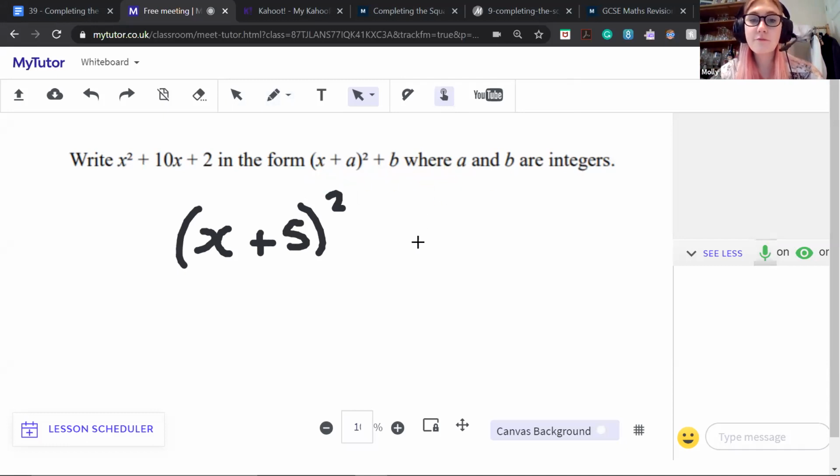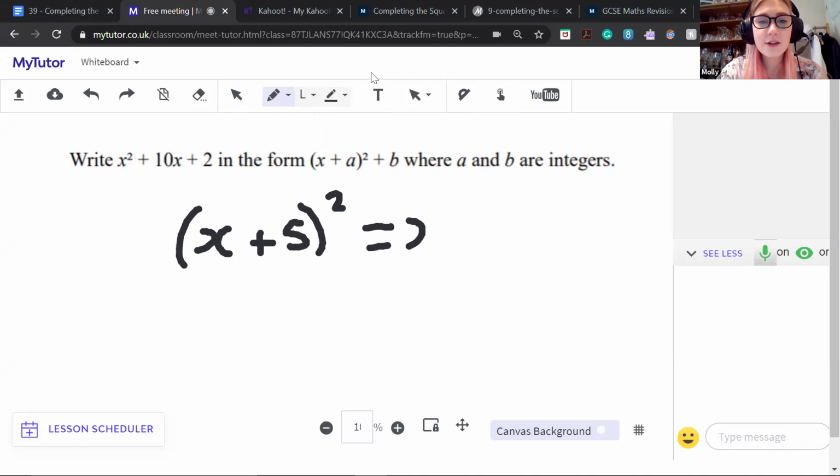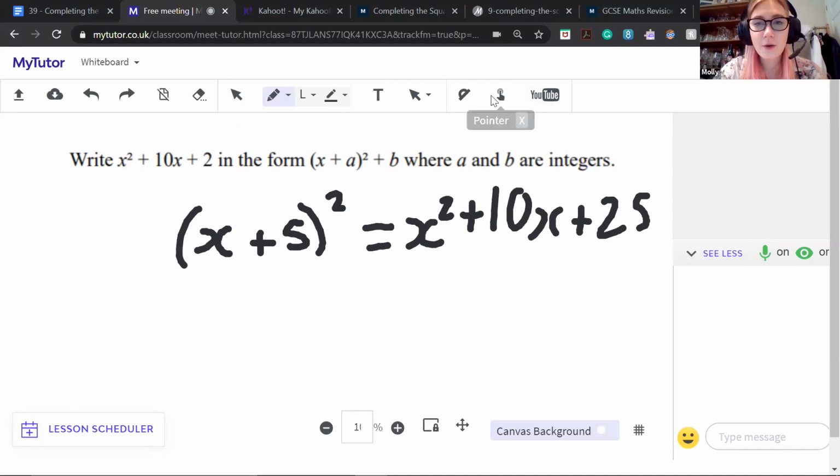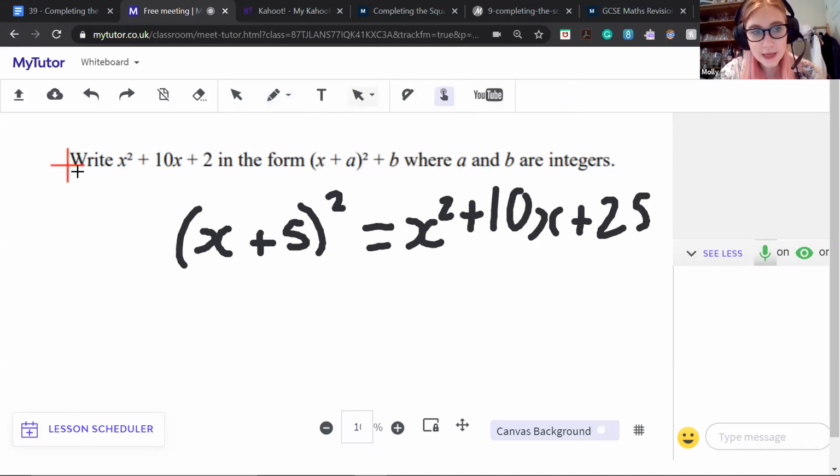Now we need some sort of process to find out what B is going to be. So let's expand this and see the junk that we're left over with that we want to reduce to 2 to get it into this form that we want. And as loads of people said, when you expand this, you're going to get x squared plus 10x plus 25. Now, look how close this is to what we want it to be. But unfortunately, we've got a 25 on the end here instead of a 2.